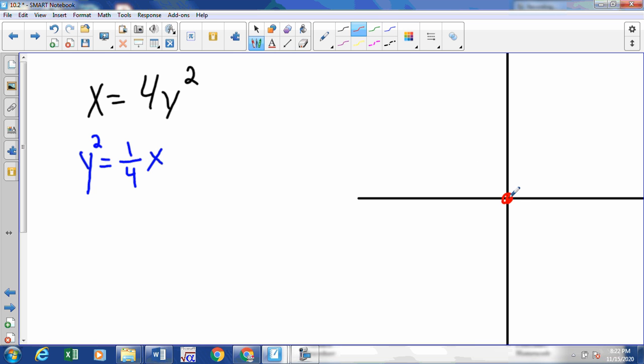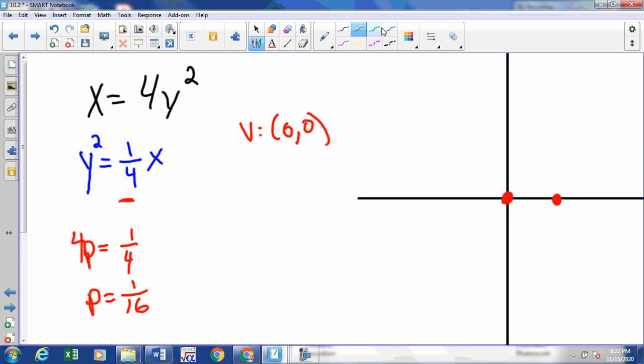this parabola, the vertex is at 0, 0. I know my focus is right here, but I need to be able to find P. So I know this part in front is 4P equals 1/4. So if I divide by 4, that tells me my P is 1/16. And as we talked about yesterday, that means this would just be 1/16, 0.